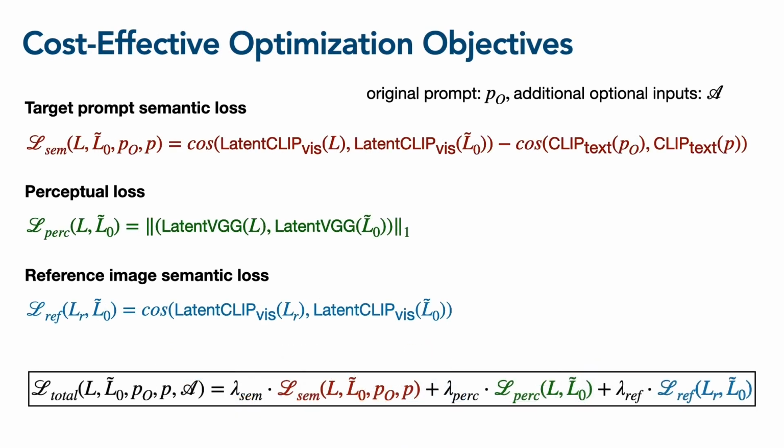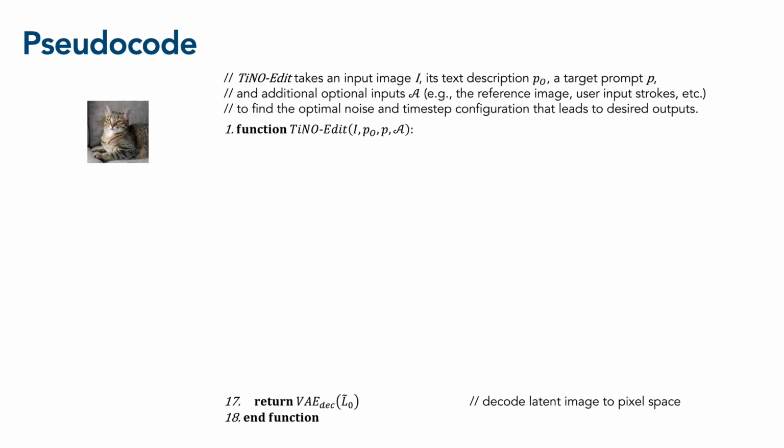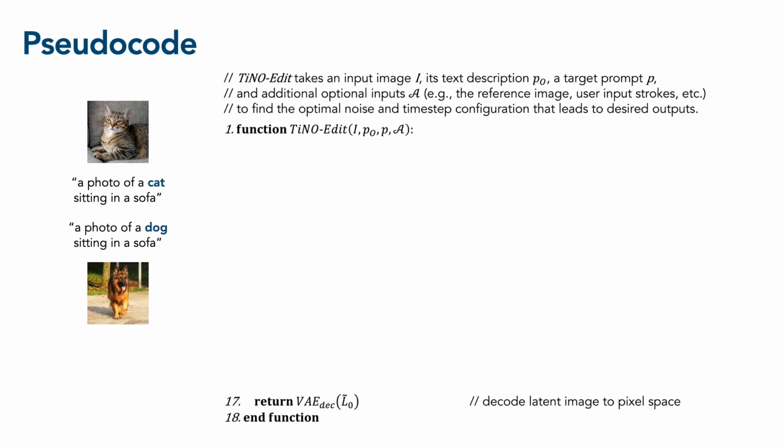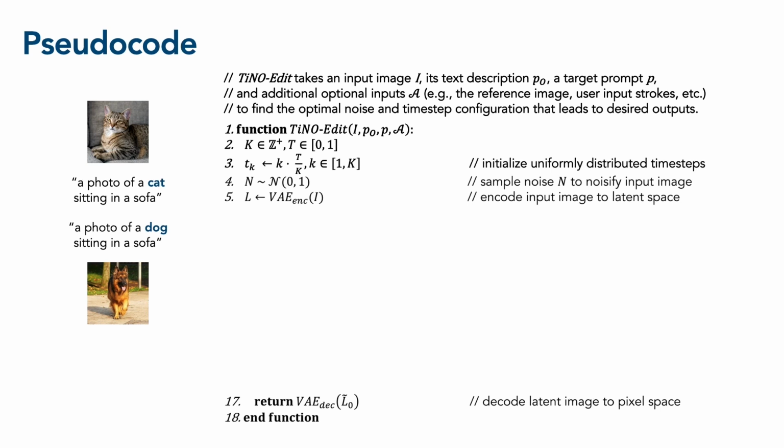The weighted sum of individual objectives is our total loss function. To put everything together, TiNO-Edit takes an input image I, its text description PO, our target prompt P, and additional optional inputs A, which can include the reference image and more. It initializes the starting time step T and the number of time steps K, where the time step values are uniformly distributed. The noise is sampled from a standard normal distribution, and the original image is encoded to the latent space. We compute the editing area via our masking mechanism.